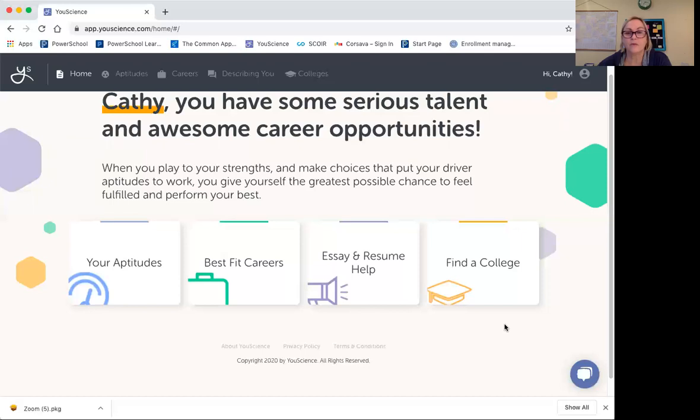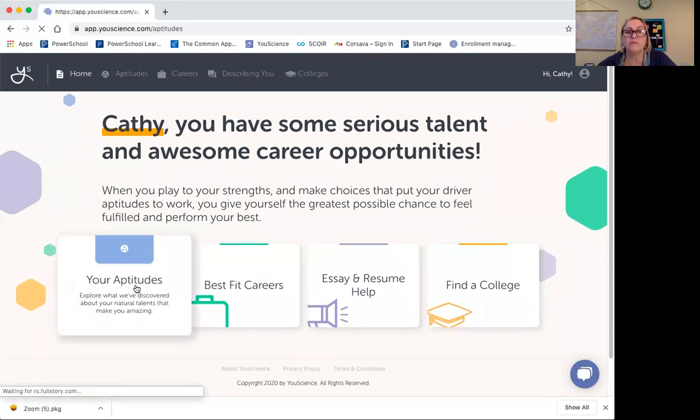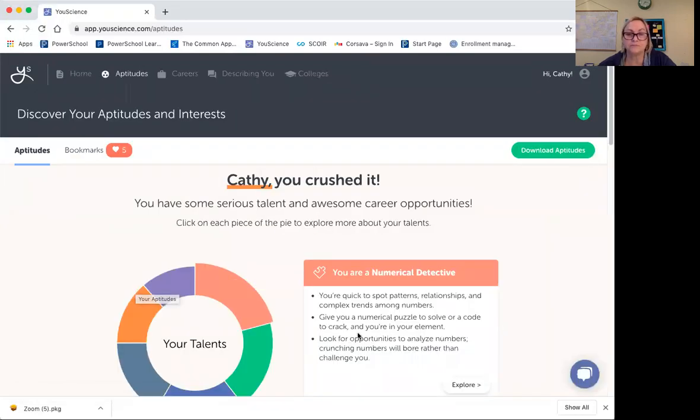There we go. When you get YouScience done, YouScience is about 10, I believe, brain games that you do. You don't have to do them all at once. When you do finish them up, YouScience will send this report to you. And it has some different categories that we'll look through. So let's start with your aptitudes. Aptitudes meaning what you are skilled at.